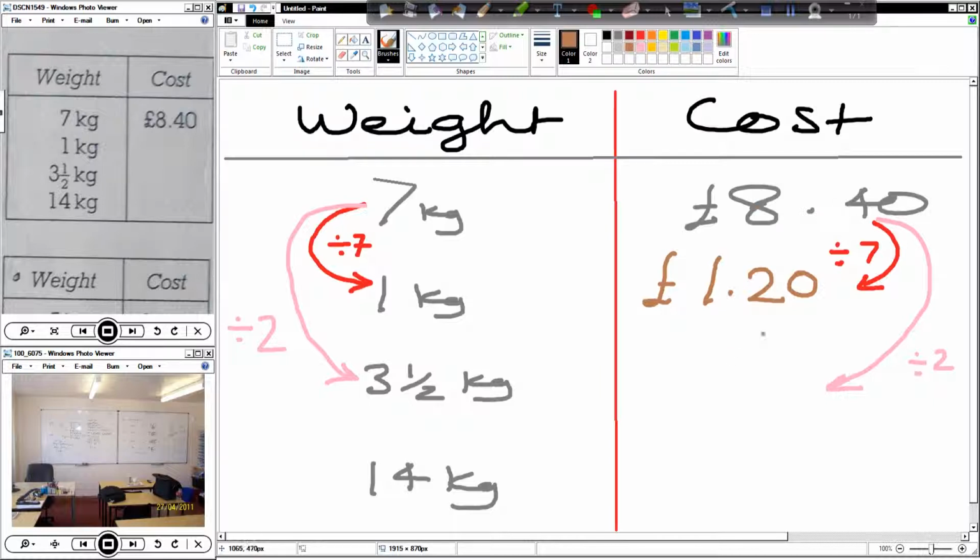So £8.40 divided by 2 will give us... Okay, let's have Fatima. £8.40 divided by 2. £4.20. Okay, so far, Ali, isn't this so far difficult?